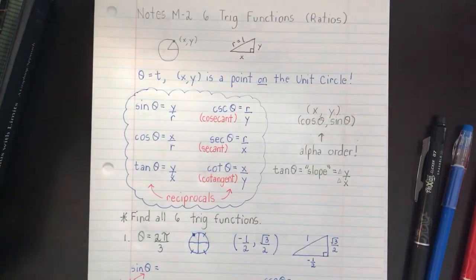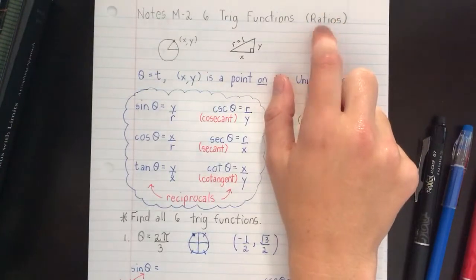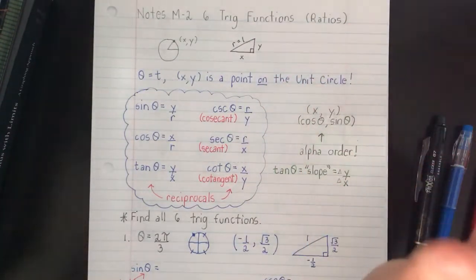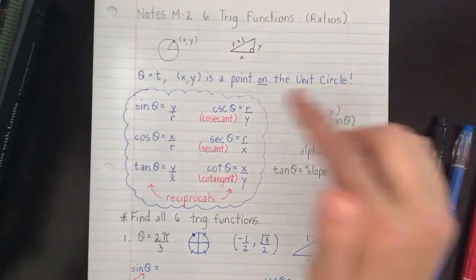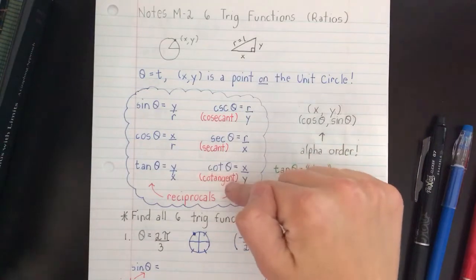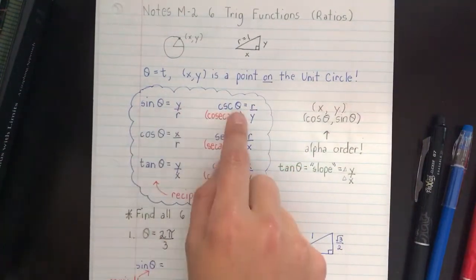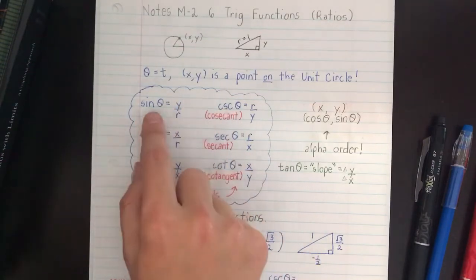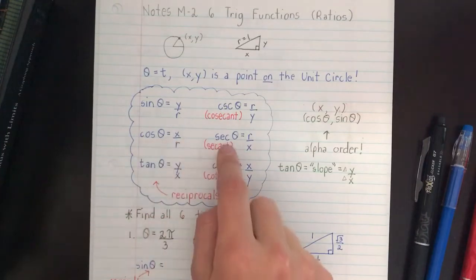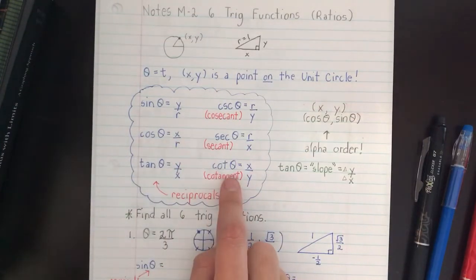Today we're looking at notes M-2, 6 trig functions, ratios. You'll see why ratios in a minute. So we've talked about in geometry before sine, cosine, tangent, possibly cosecant, secant, and cotangent, each of which is the reciprocal of what it's across from. So the reciprocal of sine is cosecant, the reciprocal of cosine is secant, the reciprocal of tangent is cotangent.